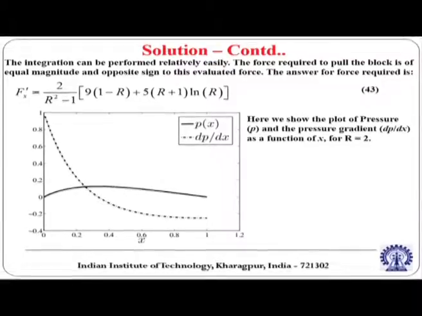The force required to pull the blocks is of equal magnitude and opposite sign to this evaluated force. The answer for the force is this. This I leave to you as homework. You calculate the force coming from the previous expression, do all the integration, and this is the final answer to the problem. This is just integration work, it does not involve a lot of fluid mechanics. This is a graphical representation of P and dP dx as a function of x for capital R equal to 2 as an example. Okay.